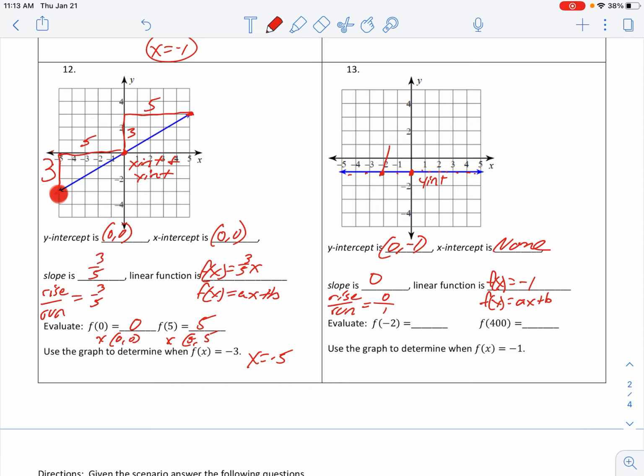When x is -2, my point is right here at -1. And when x is 400, wow, that's way down the road, but what we're trying to see is 400 is way down here, it's still going to be at -1. Now, after that, when x is -1, we run into, again, infinite or all real numbers, because where is my y at -1? It's all right here, and every x value gets me -1 right there. So there we go, okay?